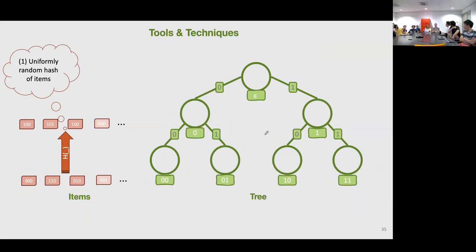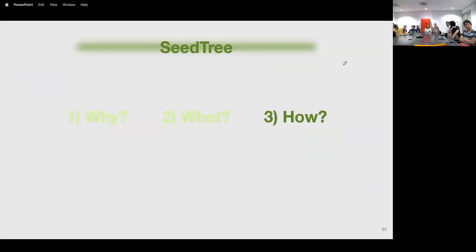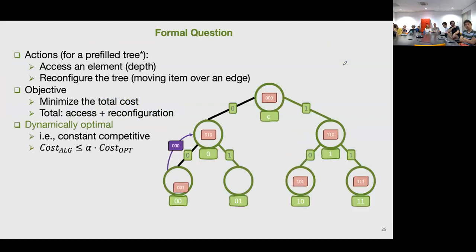Can I just ask, how do you measure the quality of your algorithm? What's the, how do you measure the running time? It's the number of operations?